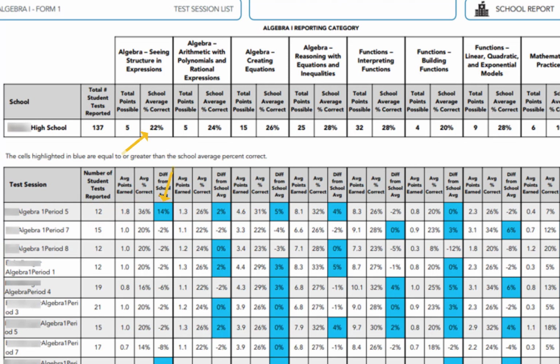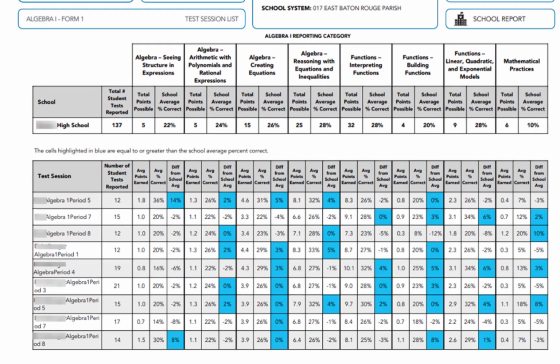And then if you look at the next class, there were 15, 1 out of 5, 20%, and that 20% is 2 points below the school average, so see negative. So notice that for this reporting category, there are only two blues. Remember we said that there's always going to be some blues, right? Notice though that there's a lot more negatives than blues.